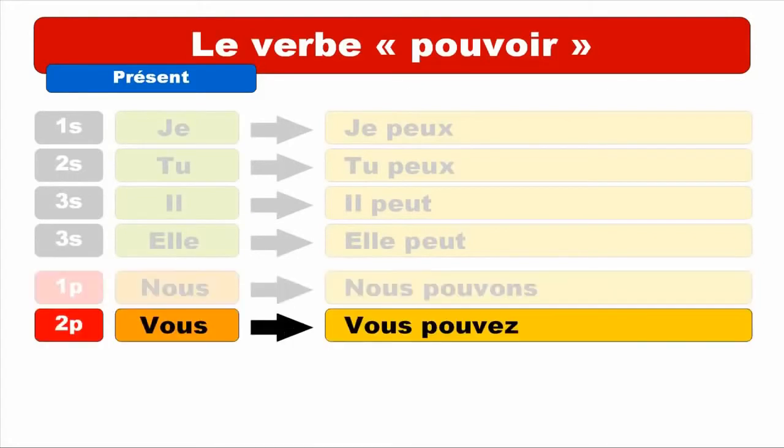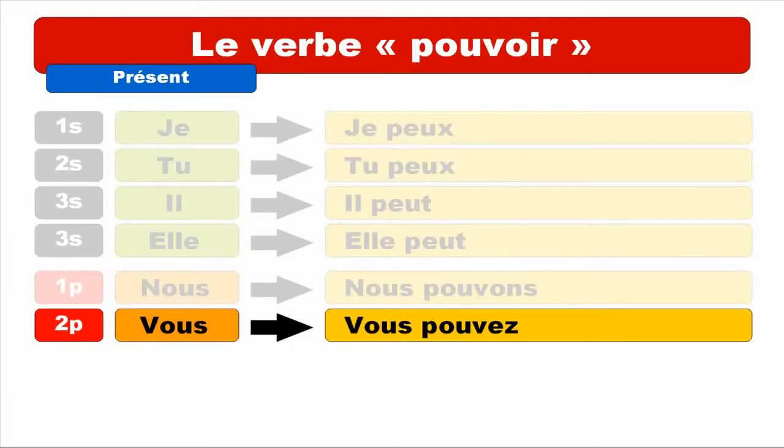Okay, so for vous it's a little bit the same. It's vous pouvez. So you keep this P-O-U-V, but then you put the ending for vous. The classical ending is EZ. You combine it. Vous pouvez.